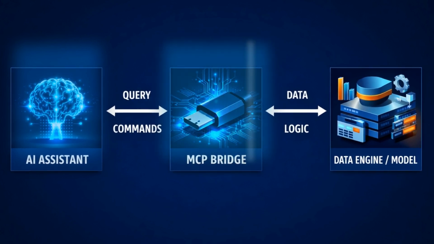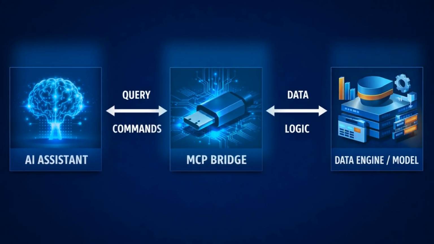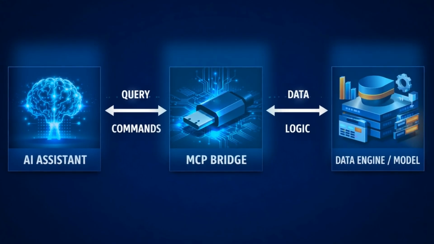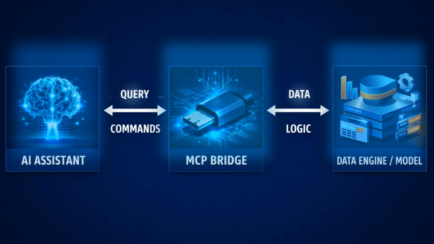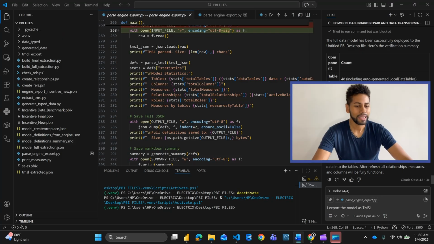So I'll give you a quick definition. MCP is basically a USB-C for AI. It lets an AI agent talk to real tools and systems, and in my case, it lets AI talk to the Power BI model engine. I'm not going to be clicking around in Power BI just yet because I would need to be talking directly to the semantic model.